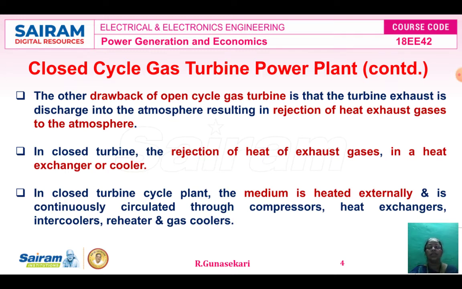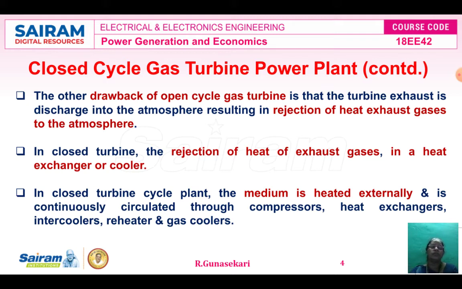In the closed cycle power plant, the working medium, air or gas, is heated externally and is continuously circulated through the compressors, heat exchangers, intercoolers, reheaters, and gas coolers. So this is the function of the closed cycle gas turbine power plant. Okay.